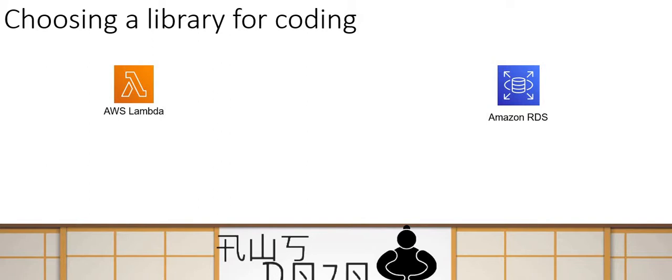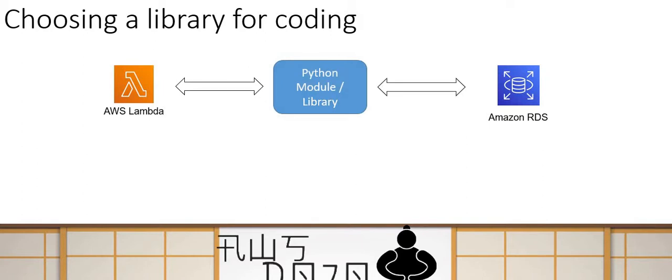The first decision you have to take, again in the context of MySQL and PostgreSQL as database engines and Python as a programming language, is to choose a library for the coding. AWS Lambda can talk to RDS, but for that it needs a Python module or library which it can use to talk to RDS, because Lambda out of the box does not have a native API to talk to Postgres or MySQL. So you have to create a custom package with these Python modules or libraries, which Lambda can then use to talk to RDS.